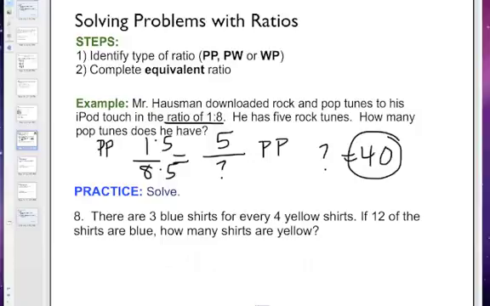Go ahead, try a problem like that in your math notebook. It's problem number 8. Work it in the notebook and then press play when you're ready to check the work.